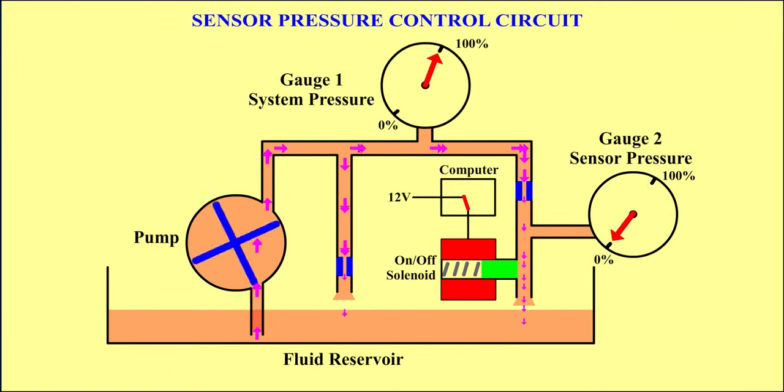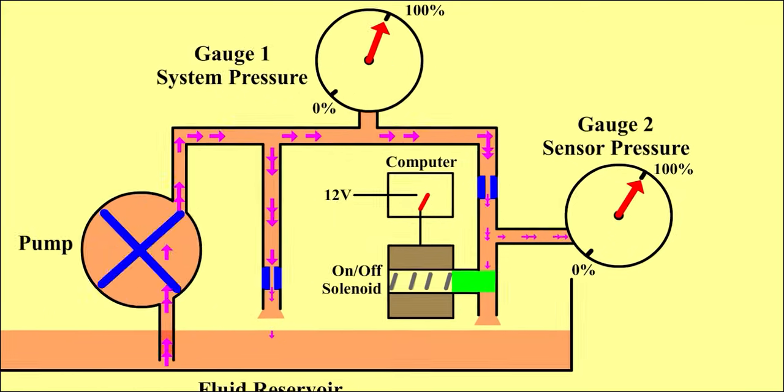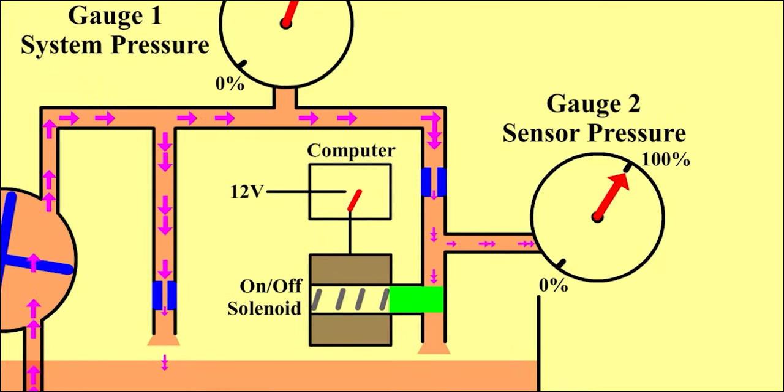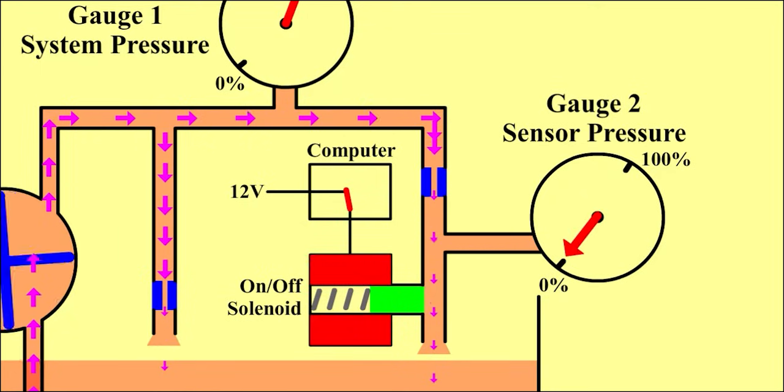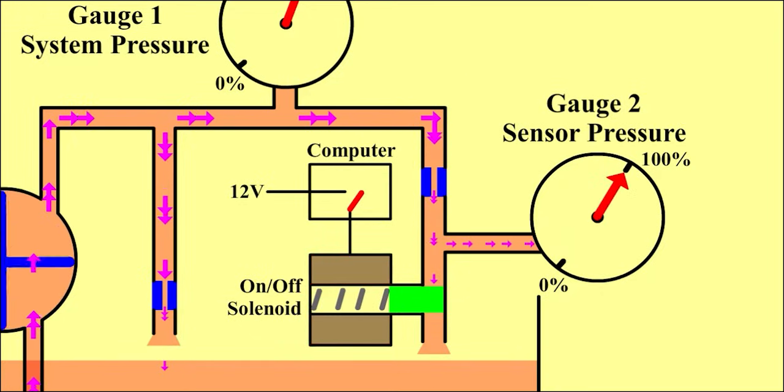This animation uses a hydraulic pressure circuit to explain the voltage rise and voltage drop that takes place in a Hall effect circuit. The pump and pressure regulating restriction provides a constant 100% pressure to both restrictions. The number 2 pressure gauge changes based upon the return fluid flow back to the reservoir. If the return flow is blocked by the solenoid valve, pressure on gauge 2 becomes 100%.